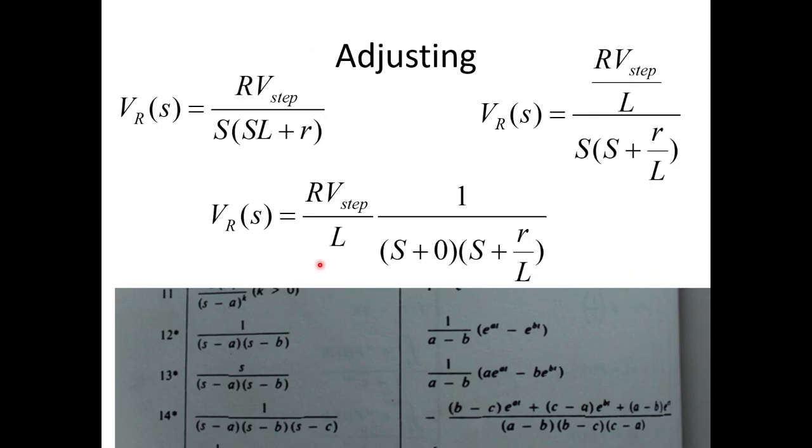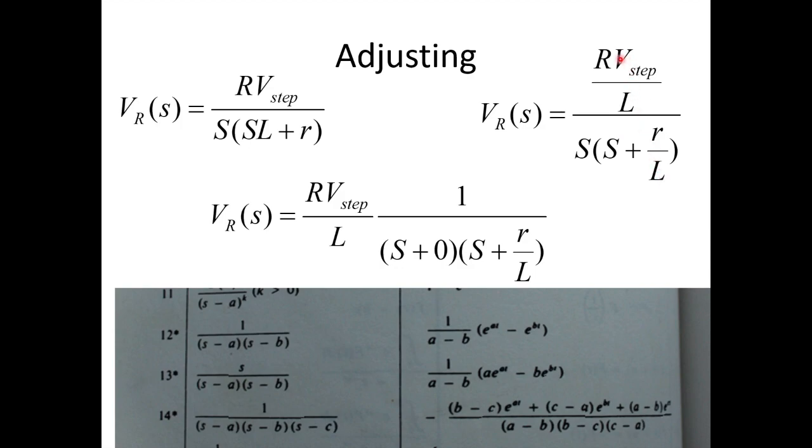So we want to adjust. We're going to take our value here. The first thing we want is for this S to be alone, because over here this S has to be all by itself. So we're going to divide top and bottom by L. The top is going to be R V step over L. These are constants. And dividing the denominator by L makes the S in here alone, and this ends up being R over L.